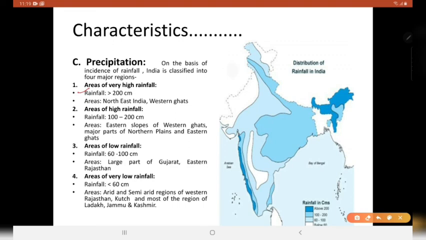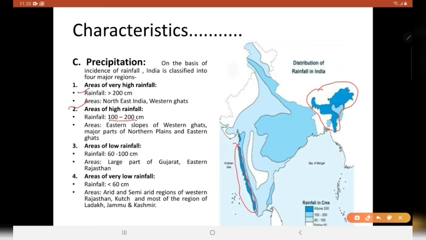and these areas fall in northeast India and the Western Ghats. This one. Second is areas of high rainfall. Here, the average annual rainfall is between 100 to 200 centimeters.